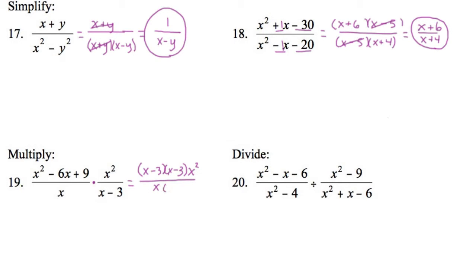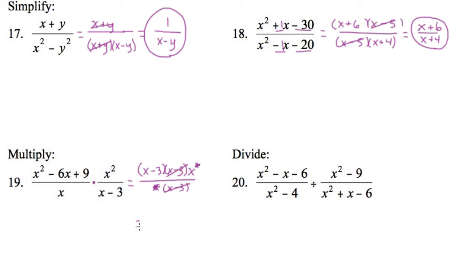times x minus 3. Again, I'm not going to multiply it out because I just have to factor it again so I could cancel. So now I look to cancel. Okay, I can cancel an x minus 3 from both top and bottom. Oh, and I have an x on the bottom and an x squared here. So one of my x's cancels out.